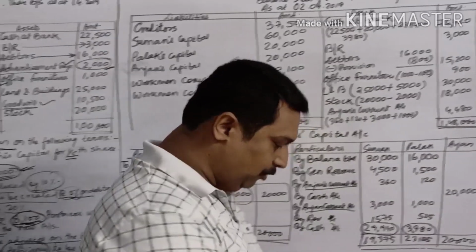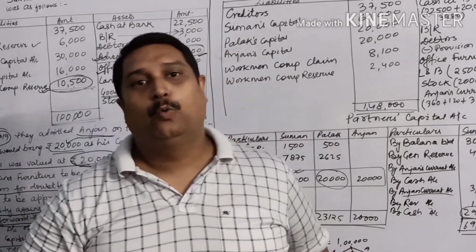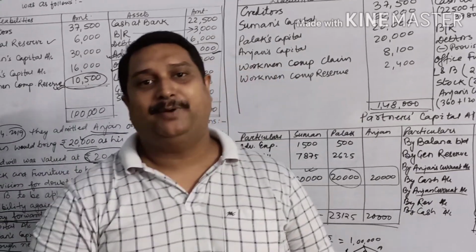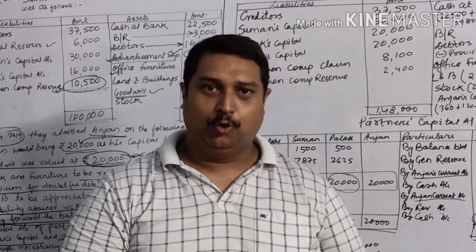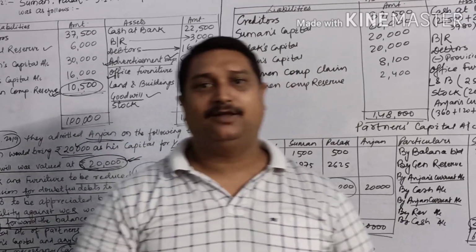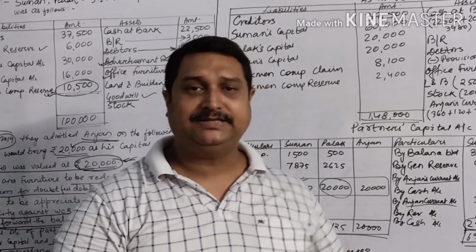So children, this is how we solve a sum when the old partner's capital needs to be adjusted with the capital of the new partner. Hope you will be able to understand the concept and solve the sums based on this.